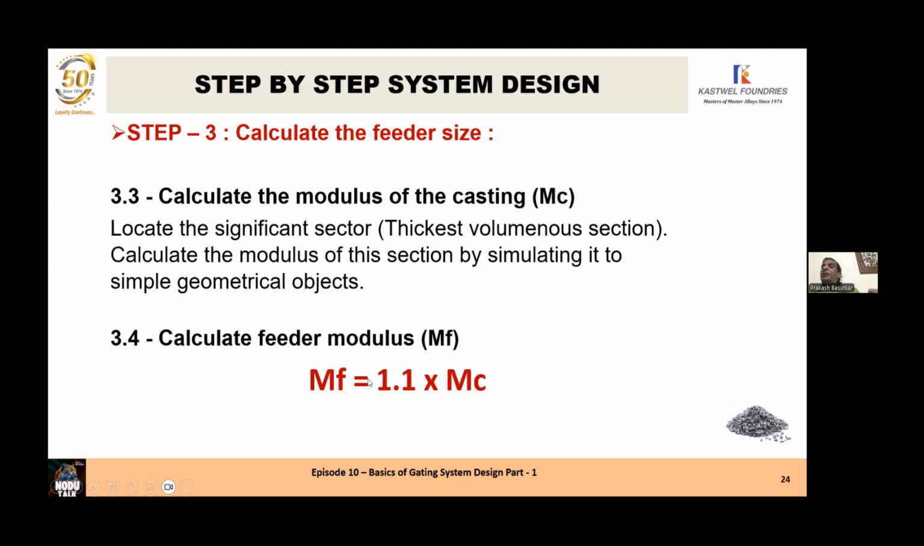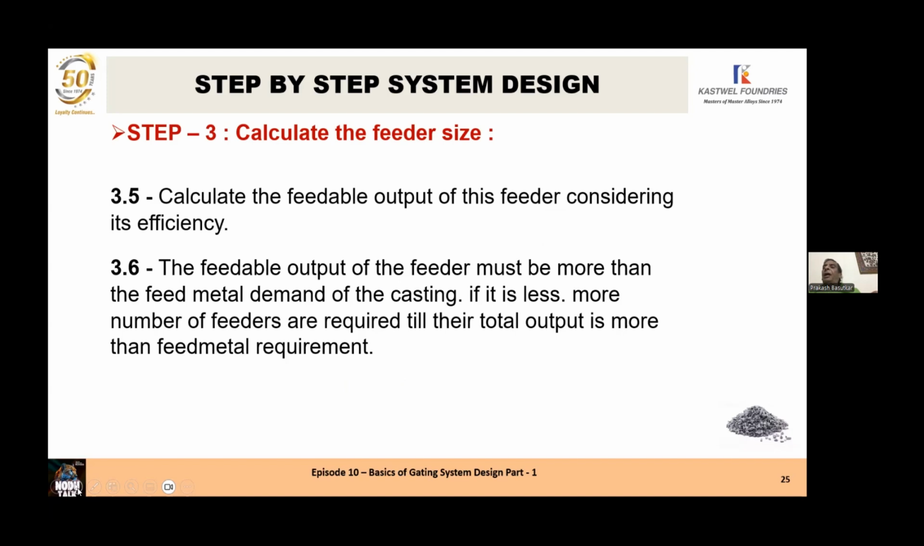The feeder modulus is 1.1 times the casting modulus. The feeder modulus is bigger than the casting modulus so that it has sufficient feed metal to feed the casting shrinkage of 4 to 5%. Calculate the feedable output of this feeder considering its efficiency. We'll speak about this when we talk about the risers and feeders. The feedable output of the feeder must be more than the feed metal demand of the casting. If it is less, more feeders are required till their total output is more than the feed metal requirement.